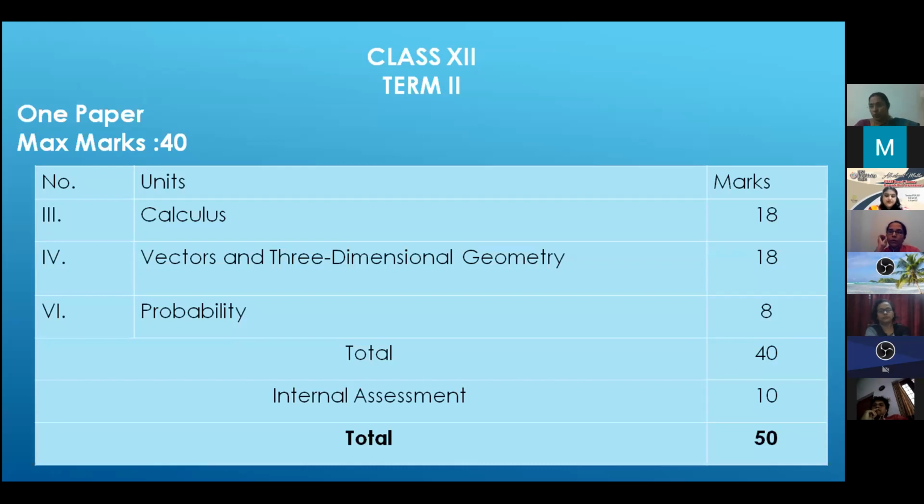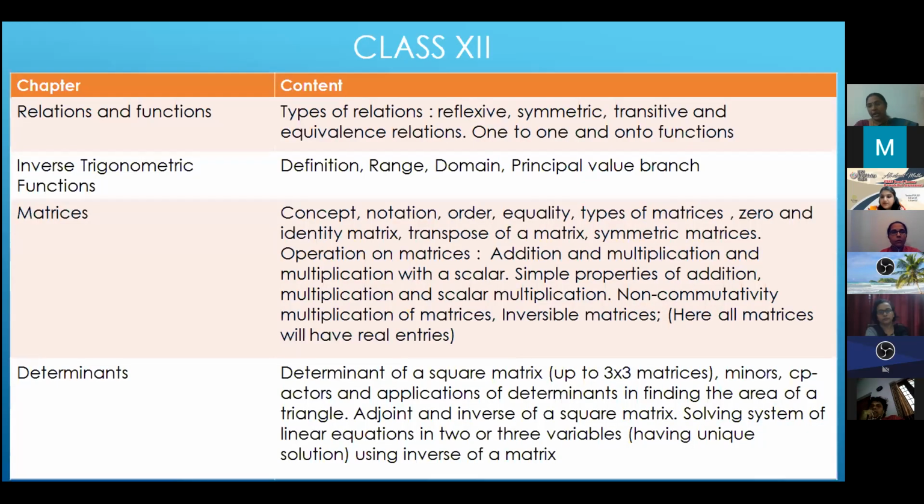Second one, term 2, according to CBSE: the calculus part, then vectors and three-dimensional geometry, and the probability part. These all parts are included in the second term also. Now, the detailed syllabus for term 1. Only term 1, just I have written.